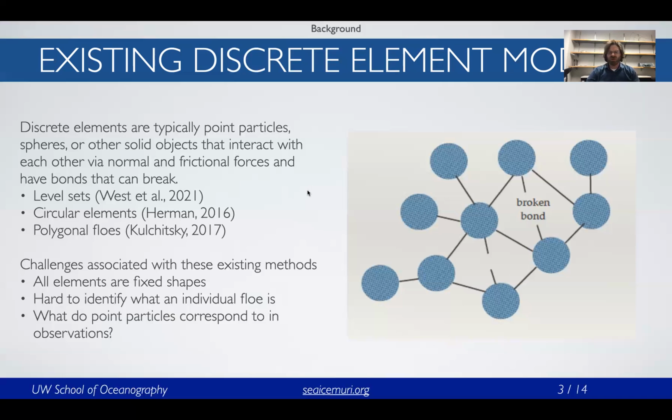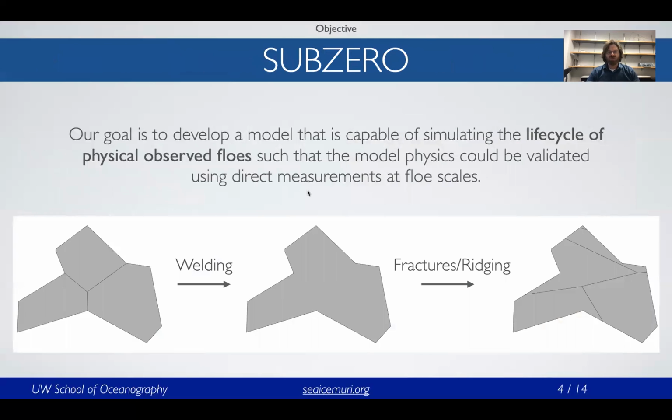And so to try to address some of these issues, we have developed at the University of Washington our discrete element model that we called SubZero. And the goal is to develop a model that is capable of simulating the life cycle of physically observed floes such that the model physics could be validated using direct measurements at floe scale. And when we're talking about the life cycle of physical floes, we're talking about these different physical processes that a floe can go through throughout its life.